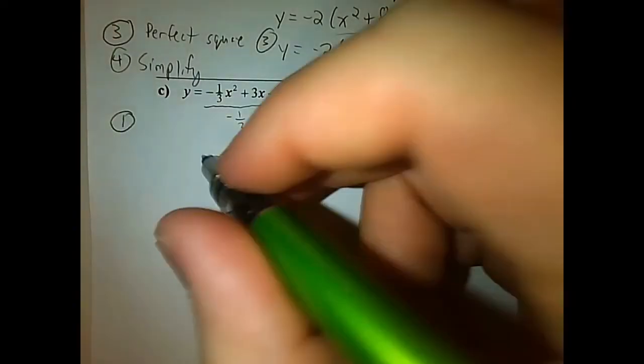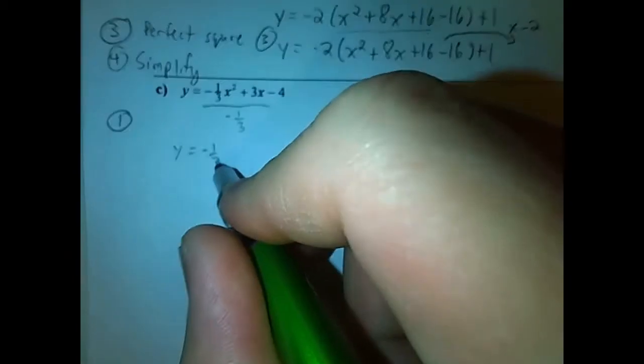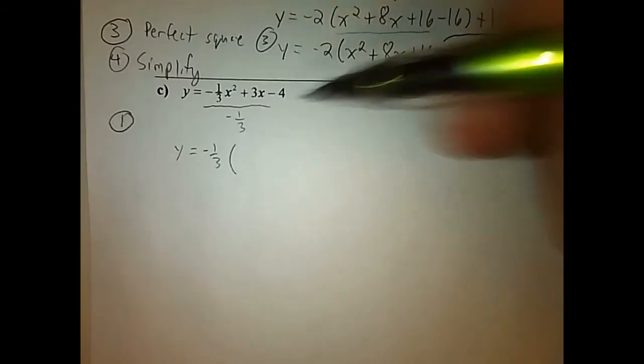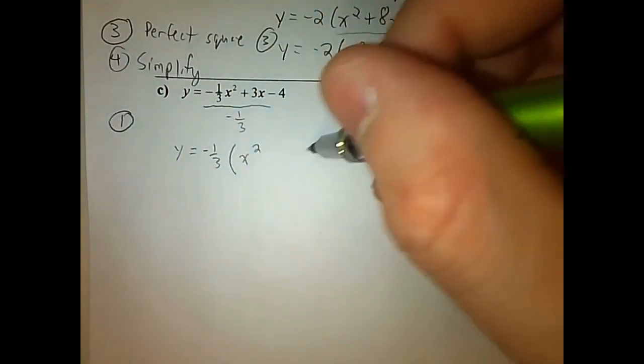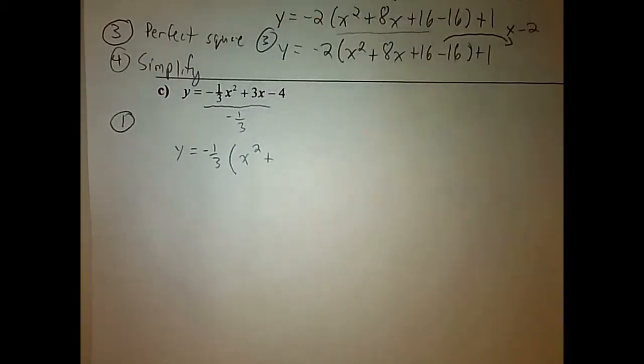So we're going to common factor out negative 1/3. So I'm going to get negative 1/3 on the outside. This divided by this is the same thing, it's just going to be x squared. And then plus positive 3x divided by negative 1/3.